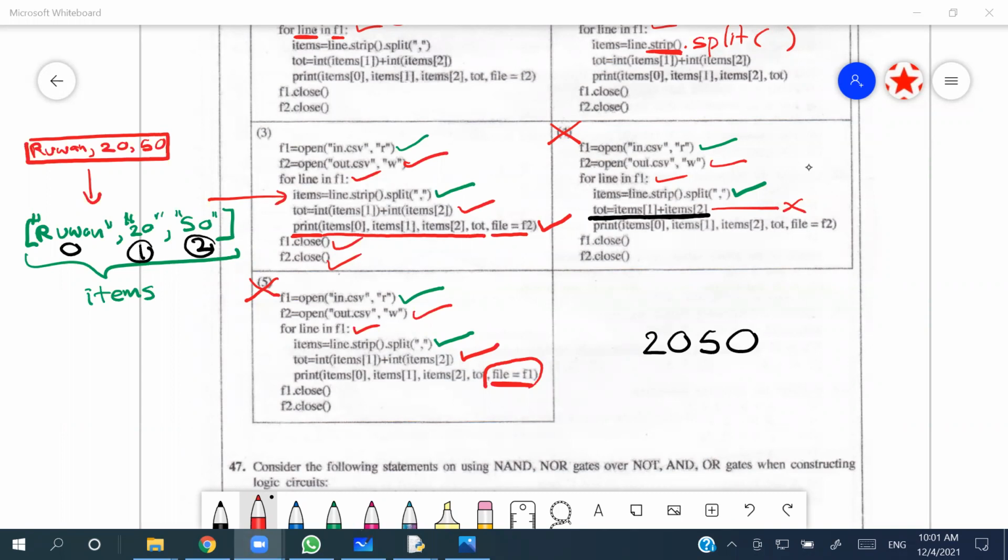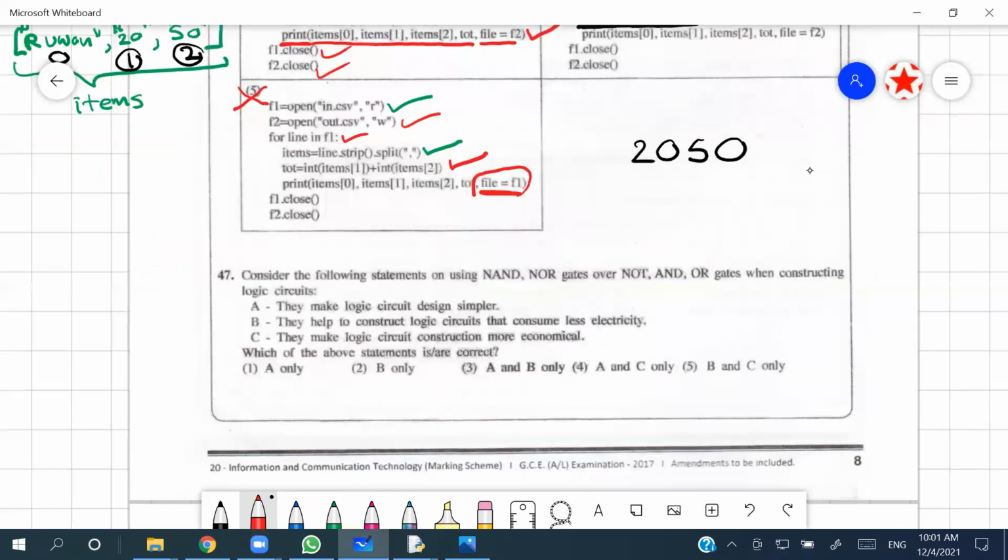Okay, how about others? Yes, others, how about you? Right, okay. All right, moving to the 47th.